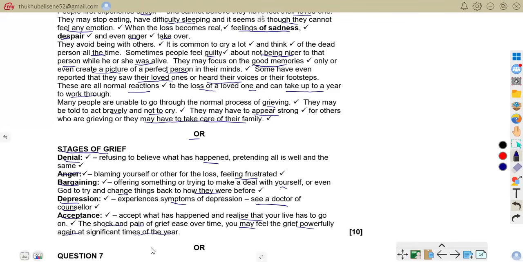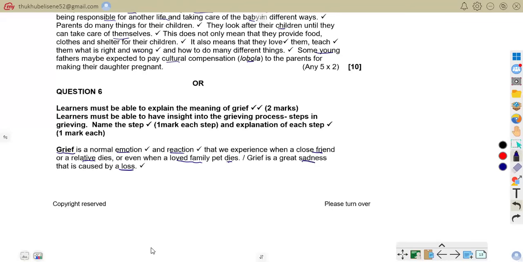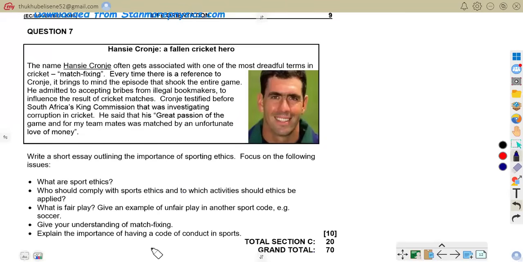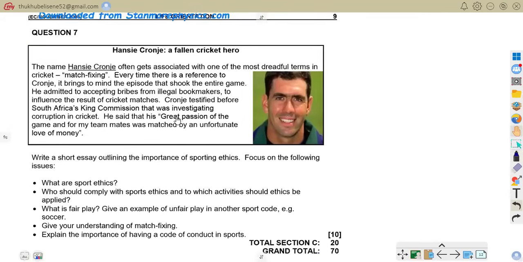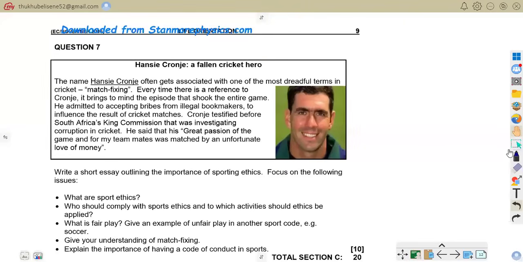So that is that question. Now we come to question 7, where we look at Hansie Cronje, a fallen cricket hero. The name Hansie Cronje often gets associated with one of the most dreadful terms in cricket, match fixing. Every time there is a reference to Cronje, it brings to mind the episode that shook the entire game.